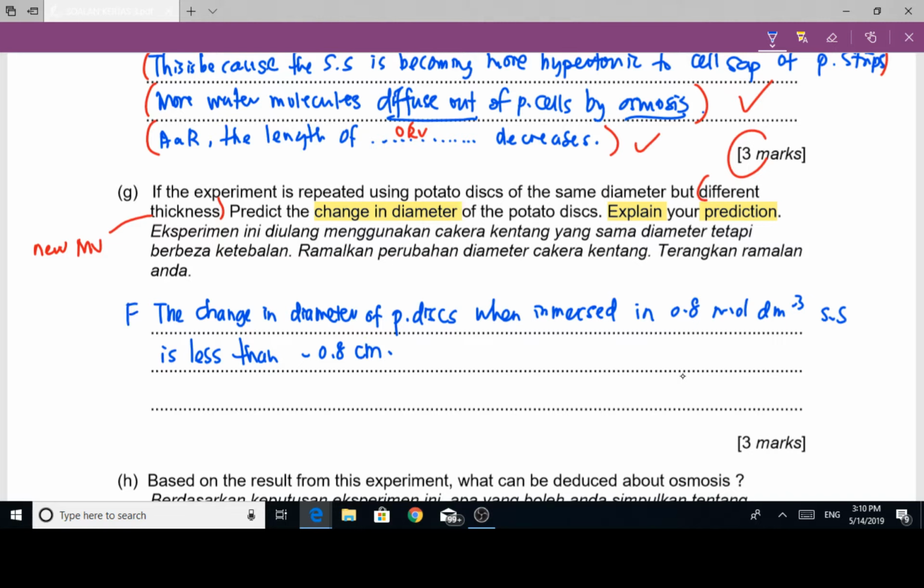Alright, so this is my fact. And then what is my explanation? This is because right now I need to relate it to the new MV here.